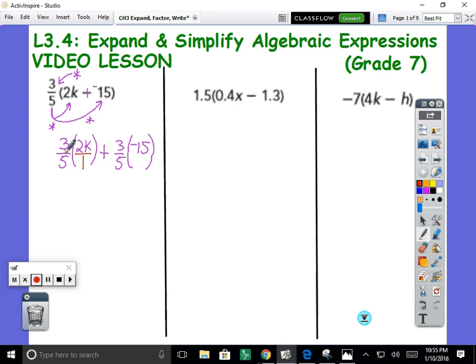So I would say, what is 3 times 2k? Or 3 groups of 2k. Well, 2k, 2 more k's, 2 more k's. That's going to get me 6k. And notice my denominator is really 5 times 1, or 5 when it's simplified. Let's look at the second term here. I really want to take 3/5 of negative 15.